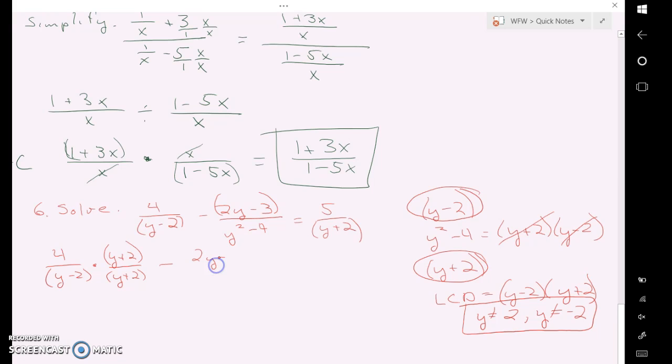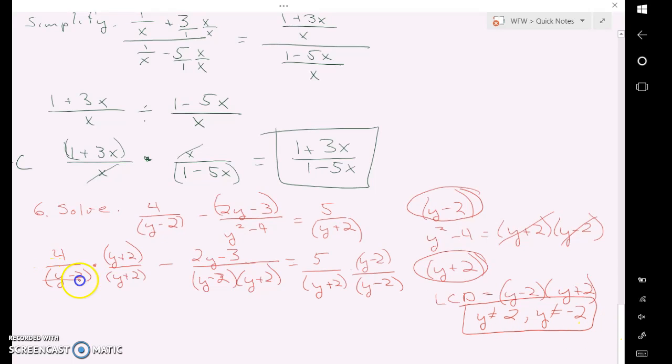Okay, the second fraction is 2y minus 3, and I'm going to go ahead and rewrite this as y minus 2 times y plus 2 instead of y squared minus 4. So that's the same denominator. We don't have to do anything about it. On the right, we have 5 over y plus 2. We want the same denominator.